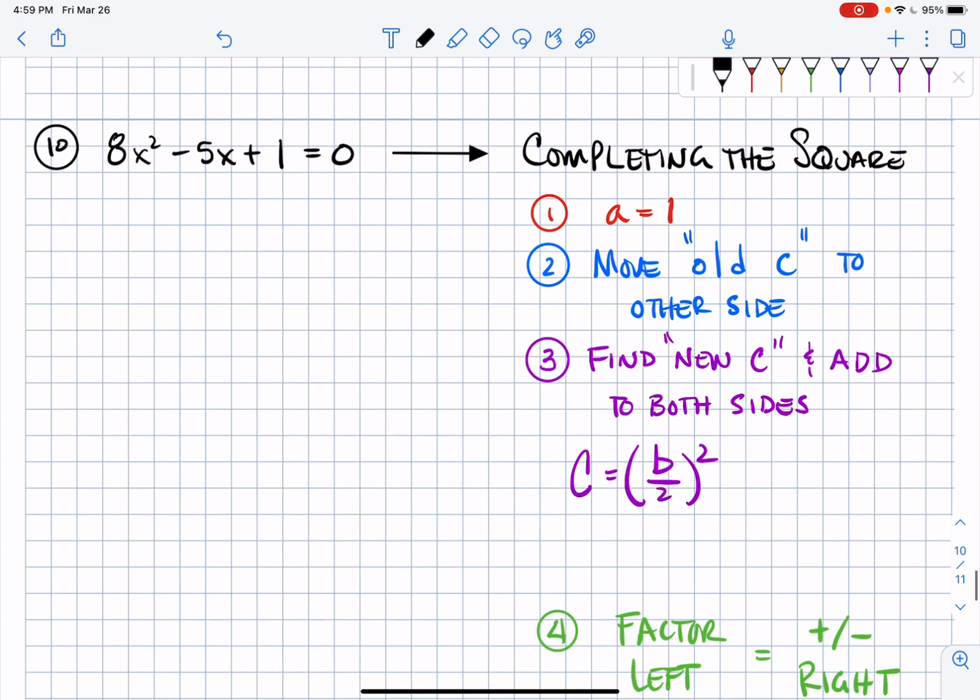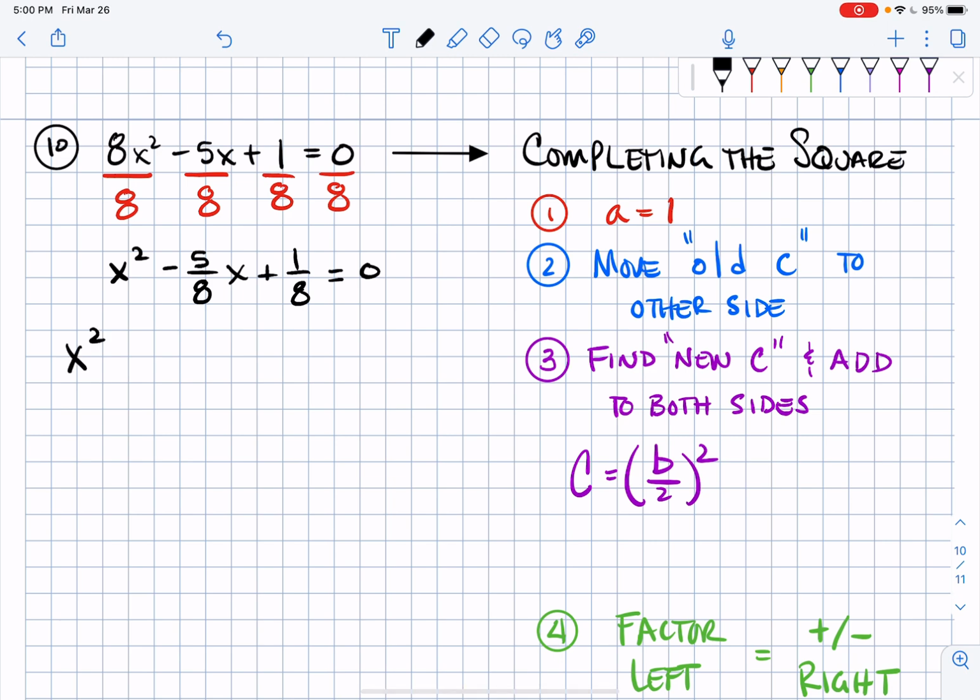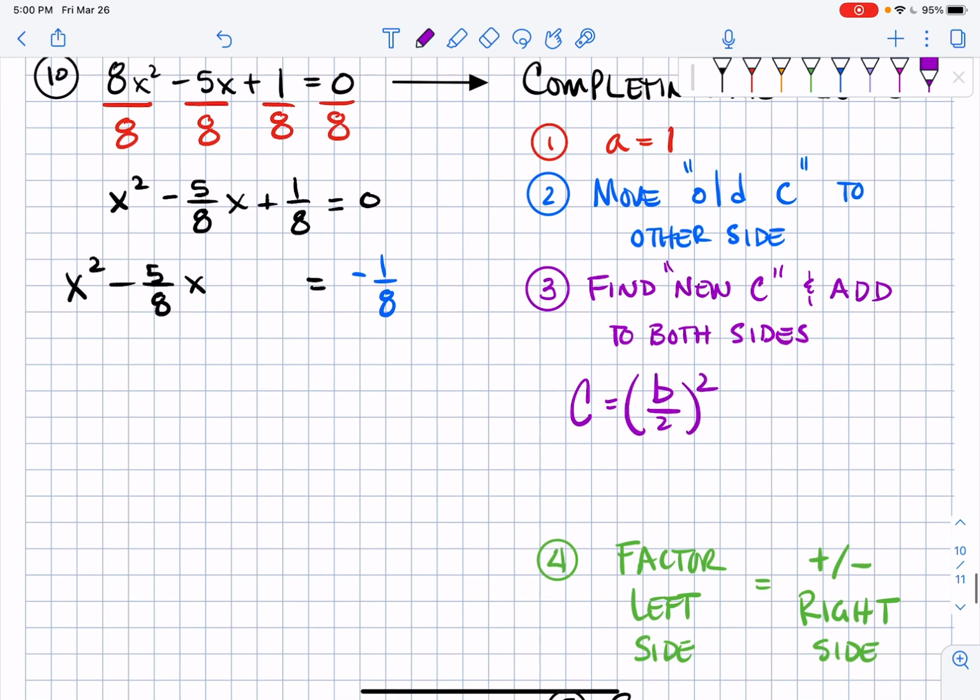There we go. All right, on to number 10. So quick. All right, so it's already in standard form. So step 1 is to get a to equal to 1. So in order to do that, I have to divide everything by 8. So I get x squared minus 5 over 8x plus 1 over 8 is equal to still 0. Step 2, move the c to the other side. So I have x squared minus 5 over 8x is equal to negative 1/8.